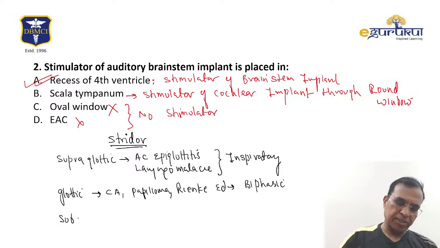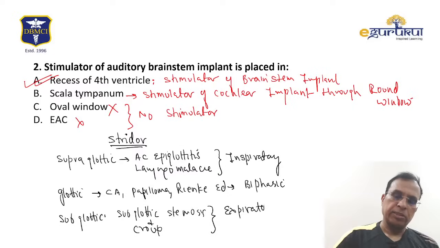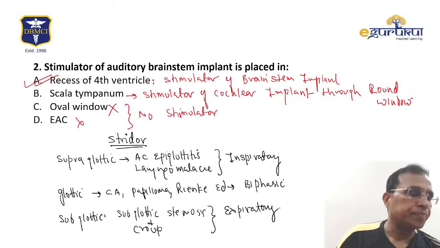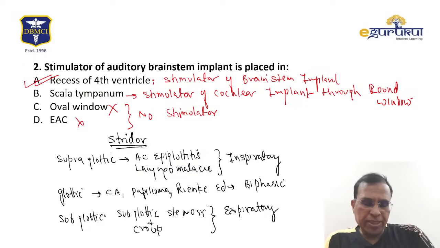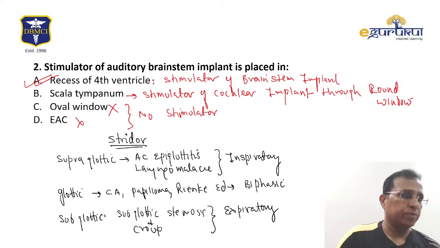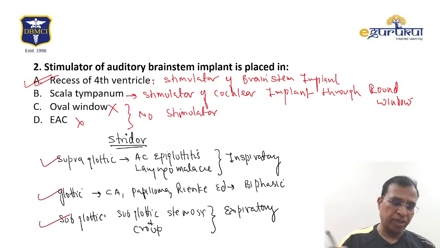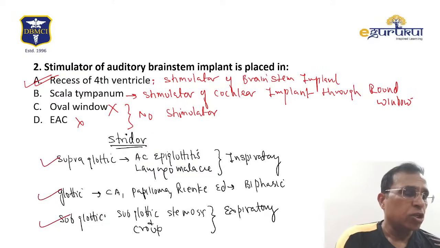And subglottic disease like subglottic stenosis and croup, they will cause expiratory stridor. So remember this. So you remember this, and that should solve your stridor question. I have given you which part of the larynx and the common examples of all these areas causing different types of stridor.